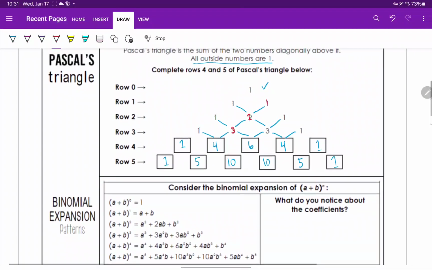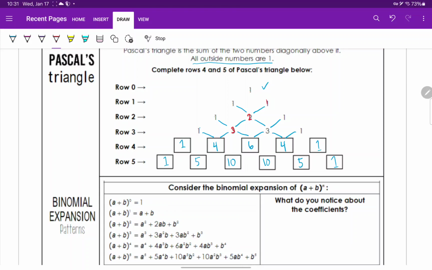Okay, now the next part says consider the binomial expansion of a plus b to the nth power. So for the first one, a plus b to the 0 power is equal to 1, which makes sense because anything raised to the 0 power is going to be 1. Now a plus b to the first power, if it's raised to the first power, we can literally just drop the parentheses, and that would leave us with a plus b.